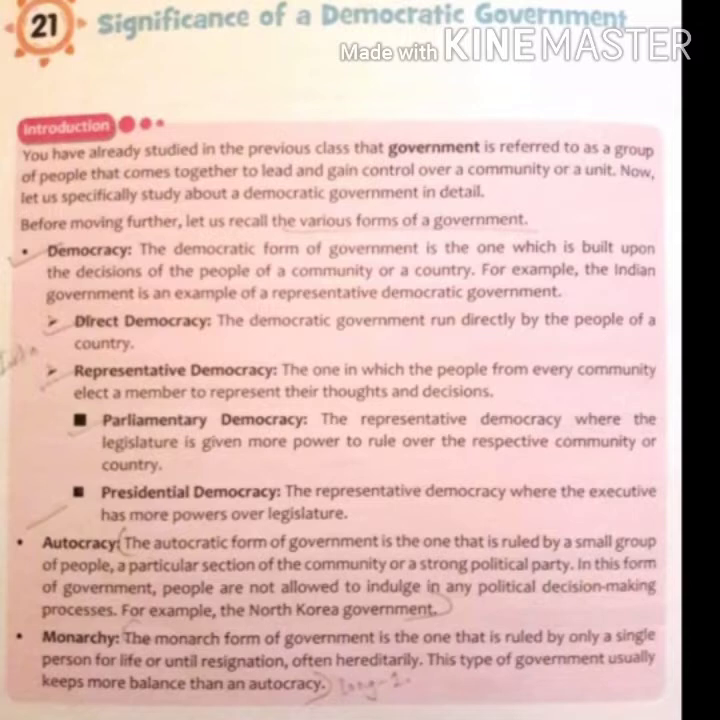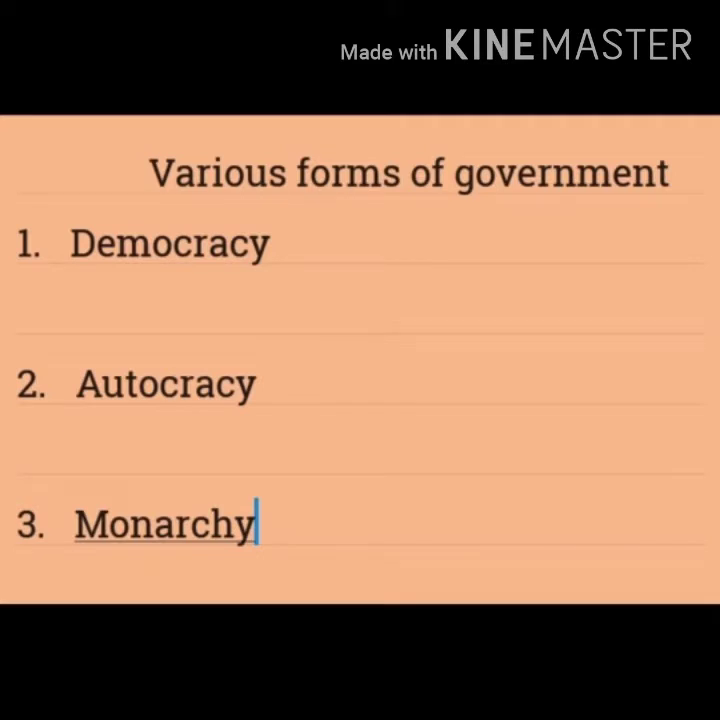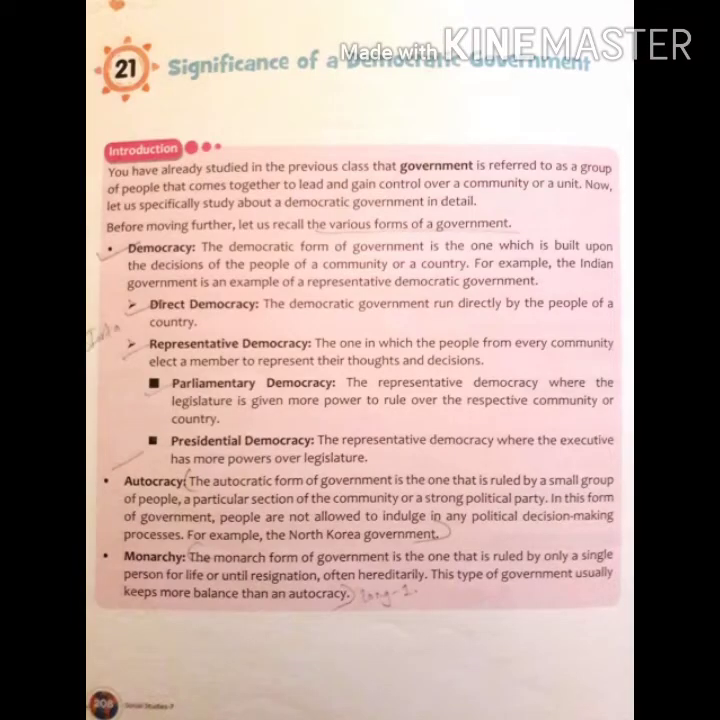Now we'll continue with types or forms of government. So students, let us know various forms of government. The first form of government is democracy, the next one is autocracy, and the third one is monarchy. So we'll start with democracy.